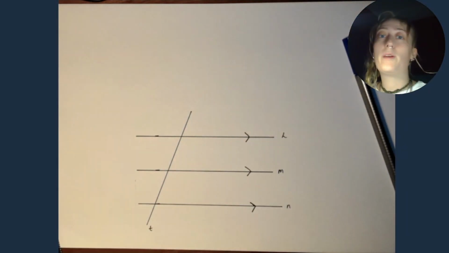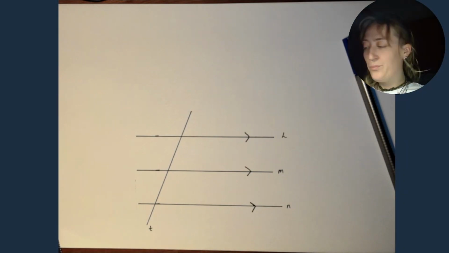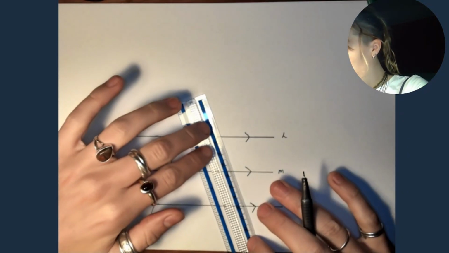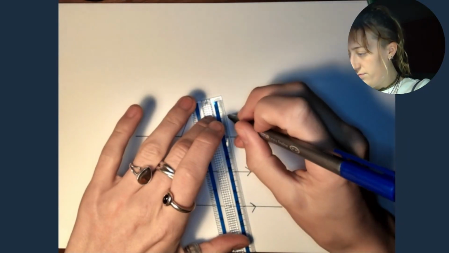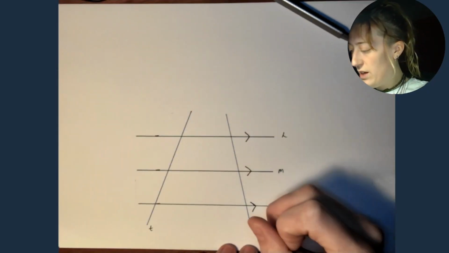Again, guys, this will all be in pencil for you. I'm doing it in pen to make it a little bit more clear, okay? Now I'm going to draw another transversal. Again, doesn't really matter where. I'm going to pick here. And this time I'm going to call this one K.